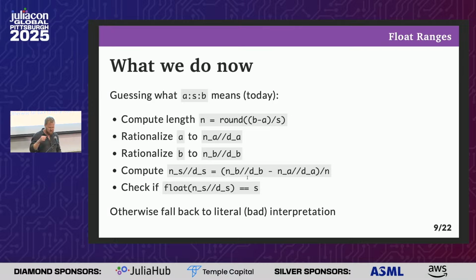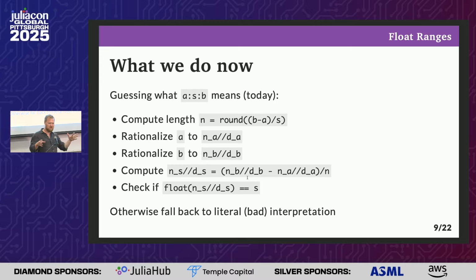Here's what we do now. We guess what A colon S colon B means. We compute the length by doing a division and rounding. So if there's going to be a length, that's what we think the length will be. Then we try to rationalize A, try to rationalize B. By rationalize, I mean consider the interval of real numbers, or rational numbers, that round to that, and pick the simplest one. And there's an algorithm for that.